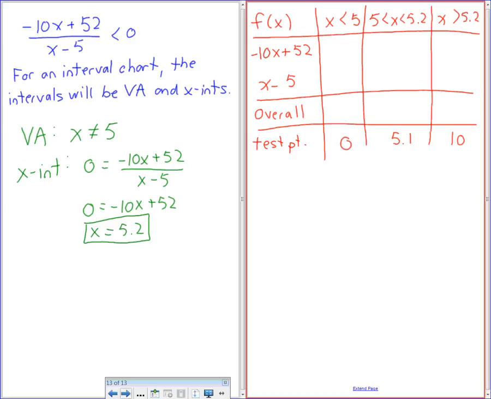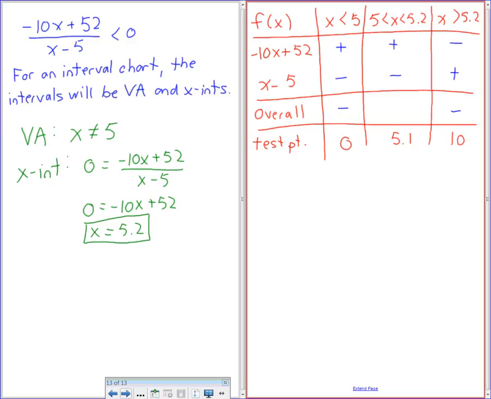Sub in 0: 0 times 10 is 0, plus 52 is a plus, and 0 minus 5 is a negative. My overall here is negative. I'll do the one on the right next because it's easiest. 10 times negative 10 is negative 100, plus 52 is a negative. 10 minus 5 is a plus, so that's also going to be a negative. 10 times 5.1 is negative 51, plus 52 is a plus, and 5.1 minus 5 is a negative.